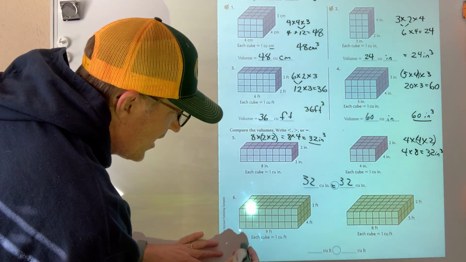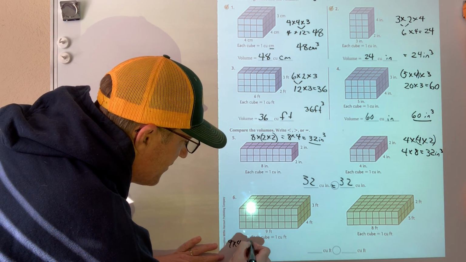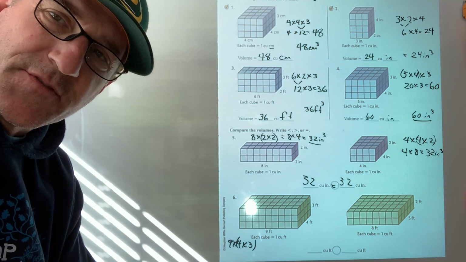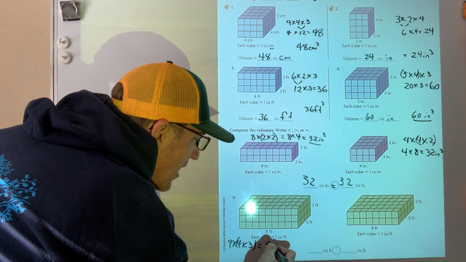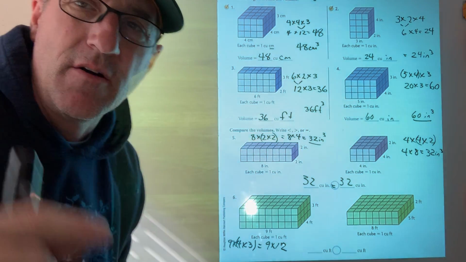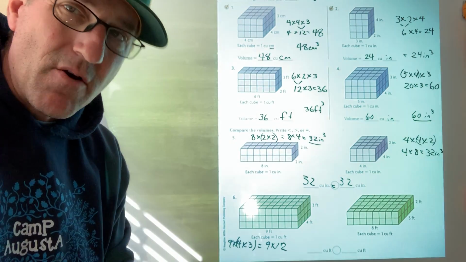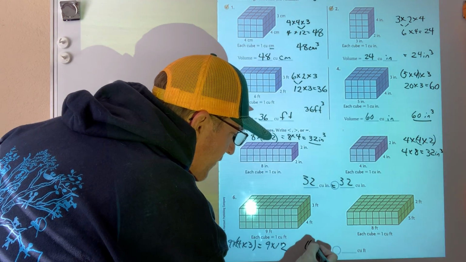So I've got 9 times 4 times 3. I'm going to multiply 4 times 3, the smaller numbers first, to keep a small number. This is going to equal 9 times 12. Whoa. 9 times 12. 9 times 10 is 90. 9 times 2 is 18. If I put those together, I get 108. Or I know my 12s, right? It's going to be 108 cubic feet.